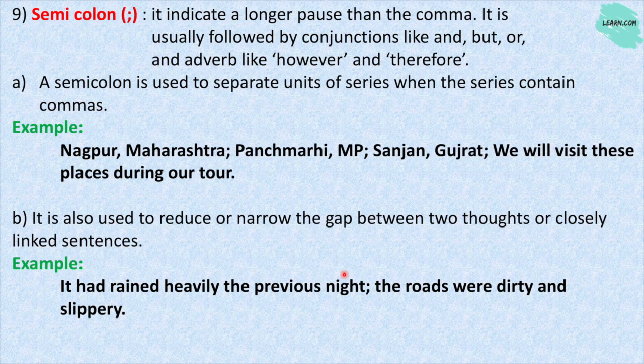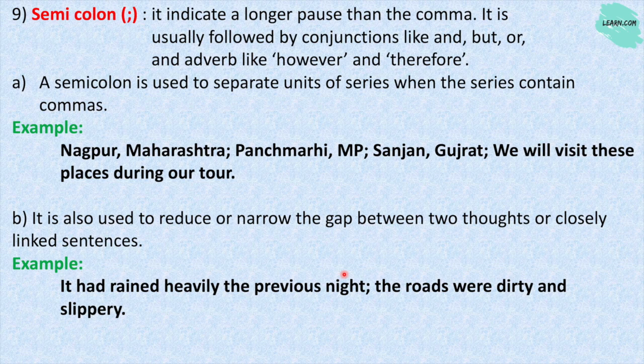Now this is the final punctuation mark, that is semicolon. It indicates a longer pause than the comma. It is usually followed by conjunctions like and, but, or, and adverbs like however and therefore. So these are the certain words after which we use semicolon, and apart from it, see there are two cases how we are using a semicolon.